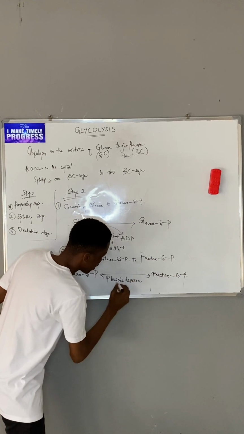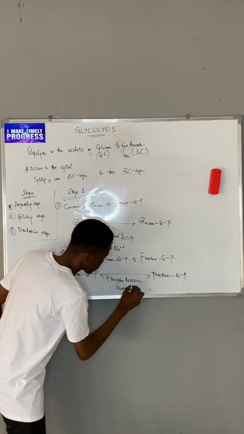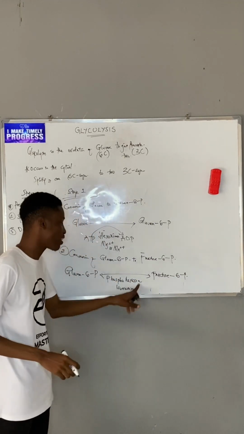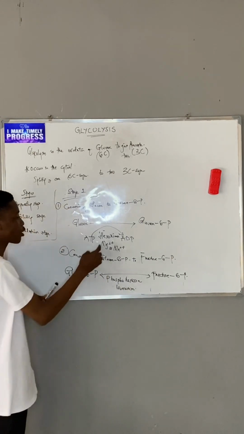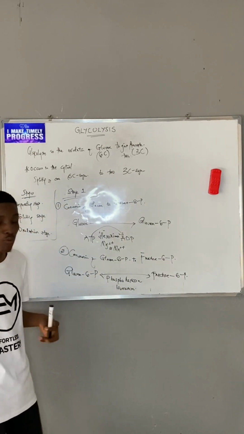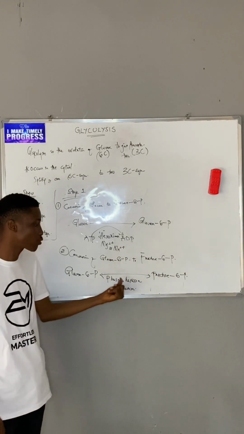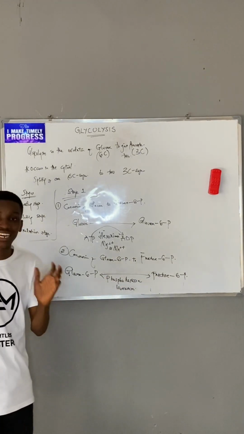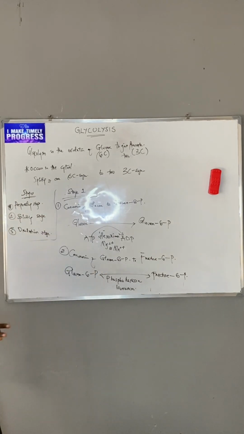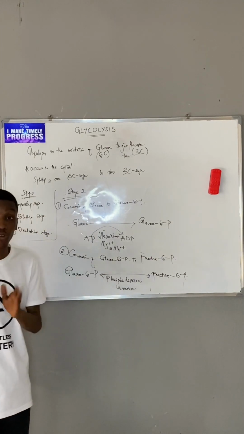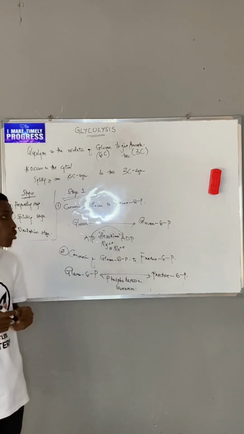So we call it phosphohexose isomerase. Nothing is talked about a cofactor; they don't require a cofactor. The enzyme is important: phosphohexose isomerase. It's an isomerization reaction. It is reversible. Remember, the first step was irreversible.